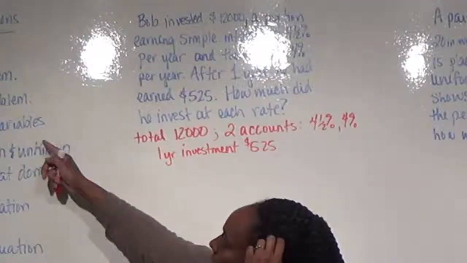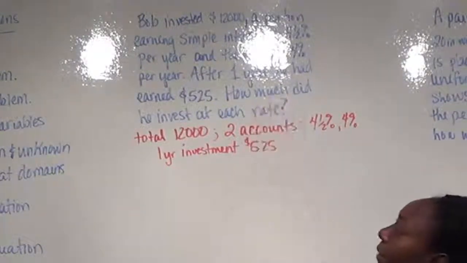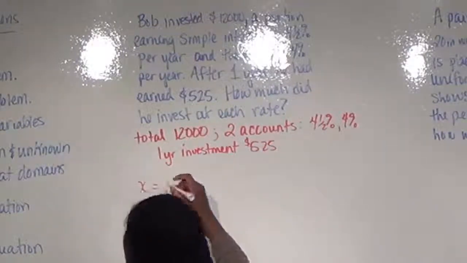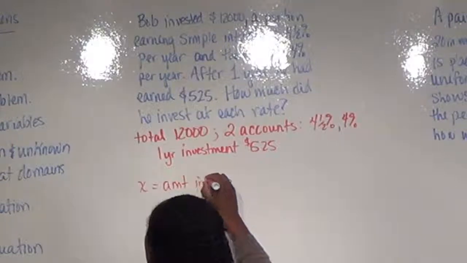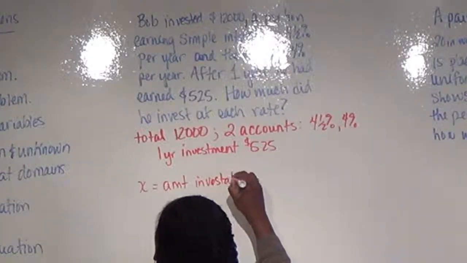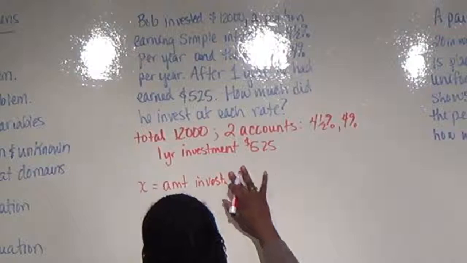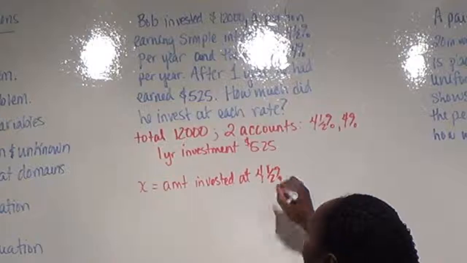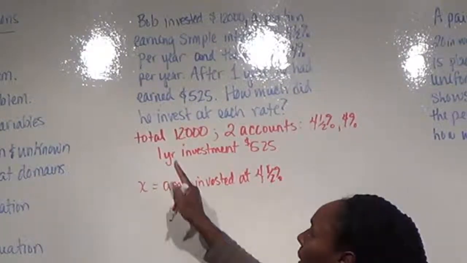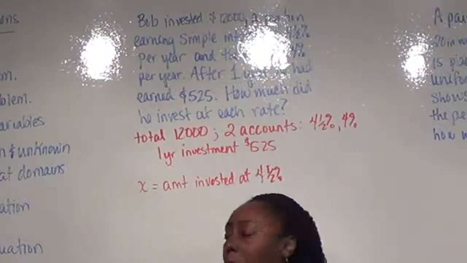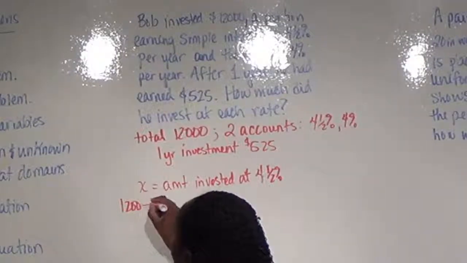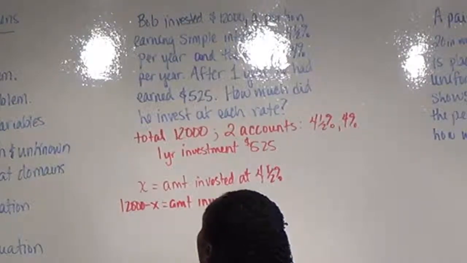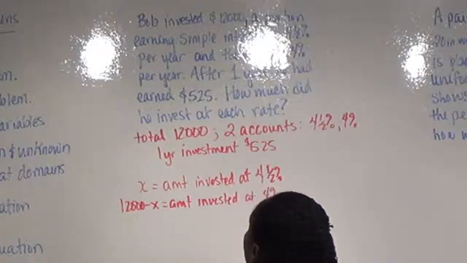So here, now I'm going to identify my variables. Well, I'm trying to find out how much was invested in each account. So I'm going to let X equal the amount invested at 4.5%. Okay? And then that tells me, because I have a total of 12,000, 12,000 minus X is the amount invested at 4%. Okay?